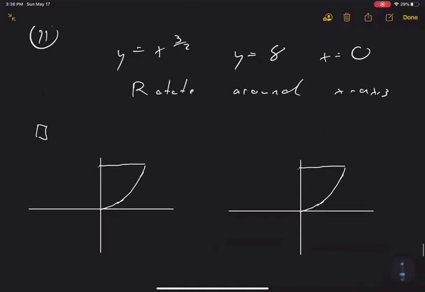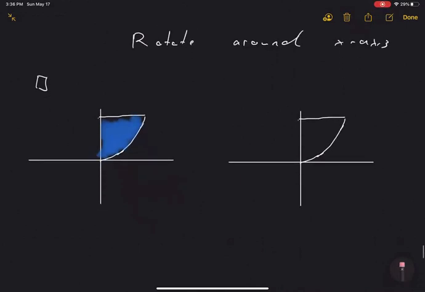Okay, so if I draw my 2D region, it should be this thing on the left, this blue shaded area. This curve here would be y equals x to the power 3/2. This is just the line y equals 8. And then we have this bound on the left given by x equals 0. Okay, so that's our region. And then let's go ahead and rotate it around the x-axis.